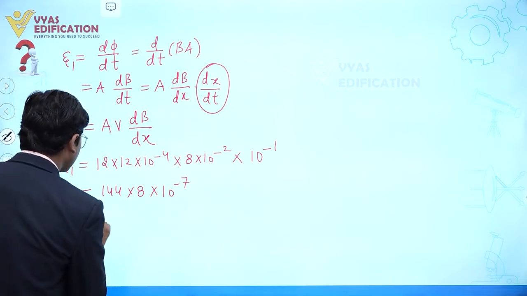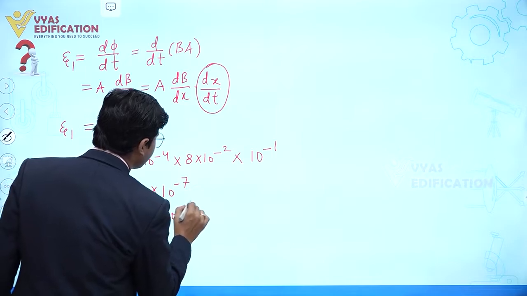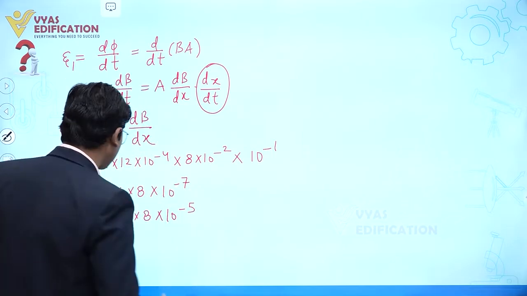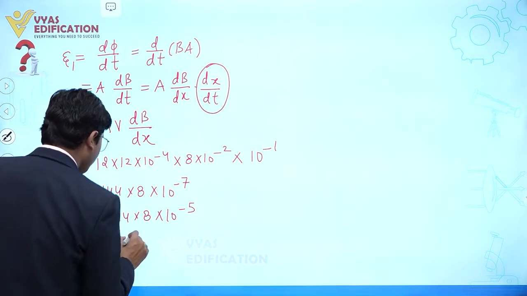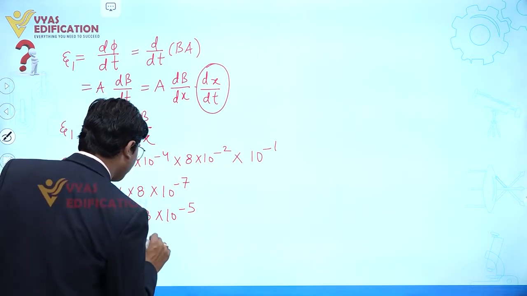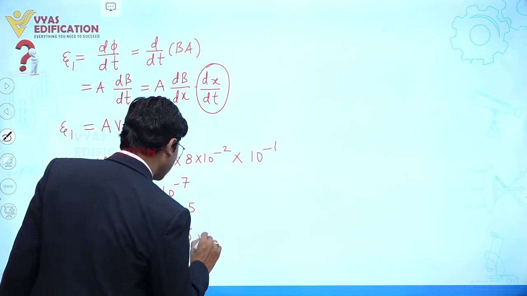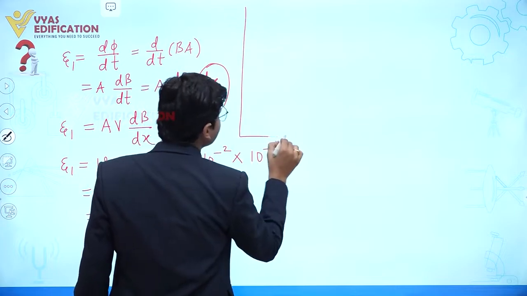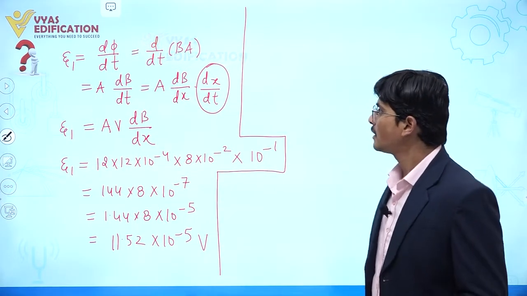So we can also write this is 1.44 into 8 into 10 to the power minus 5. If we multiply it with 8, we get 11.52 into 10 to the power minus 5, and this is in volt. So I can say this is the induced EMF due to change in magnetic field with space.